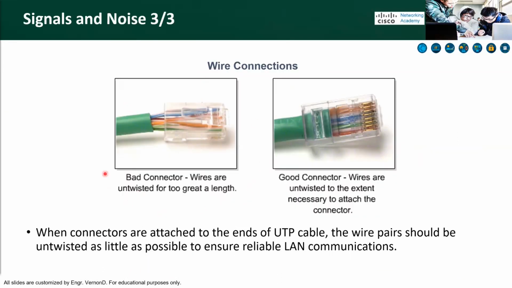A bad connector is one where wires are untwisted for too great a length. A good connector is one where wires are untwisted only to the extent necessary to attach the connector. When connectors are attached to the ends of UTP cable, the wire pairs should be untwisted as little as possible to ensure reliable LAN communications.